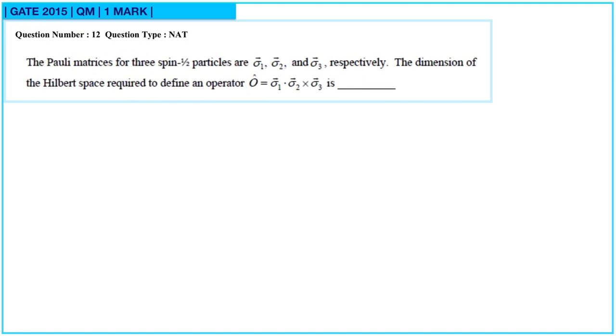Question number 12. The Pauli matrices for 3 spin-half particles are sigma 1, sigma 2 and sigma 3 respectively. The dimension of the Hilbert space required to define an operator O equal to sigma 1 dot sigma 2 cross sigma 3 is. Now each spin-half particle is described by a 2-dimensional Hilbert space. So if we have n particles, then the dimension will be 2 raised to n. Here n is equal to 3, so this will be 2 raised to 3, that is 8. So the answer is 8.